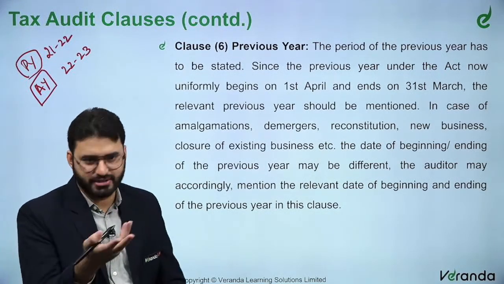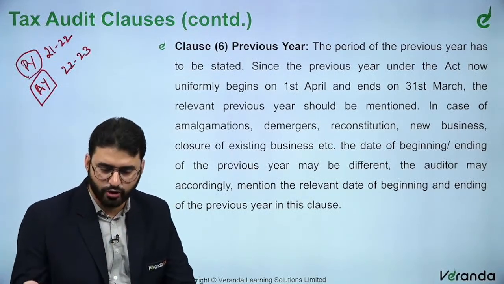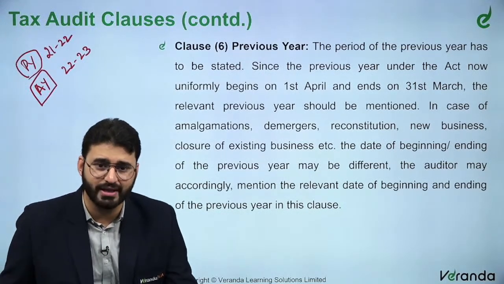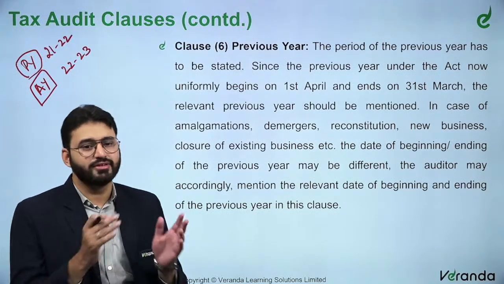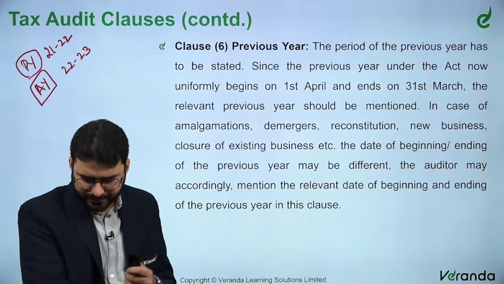Generally, it is April to March, we all know. So, 1st April 2021 to 31st March 2022. That's what we need to mention. However, if there's a new business, if you bought a business, if a company is incorporated in the current year, or if it's a demerger or amalgamation, then the start date will be different. The end date will be the same; the start date may be different.